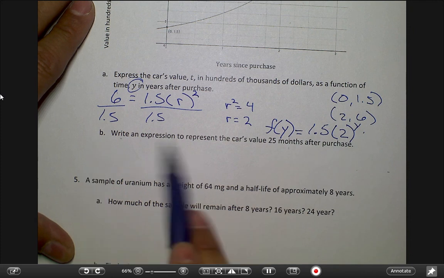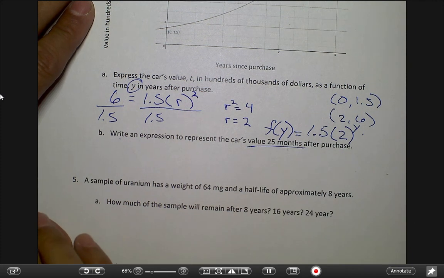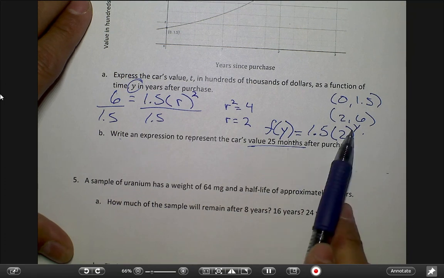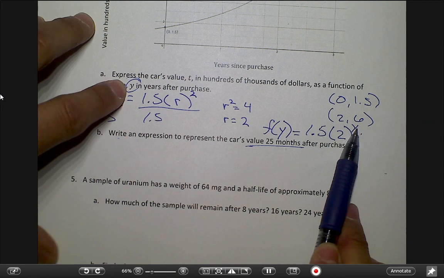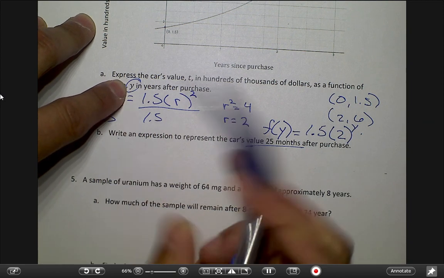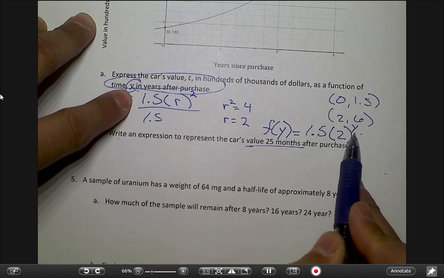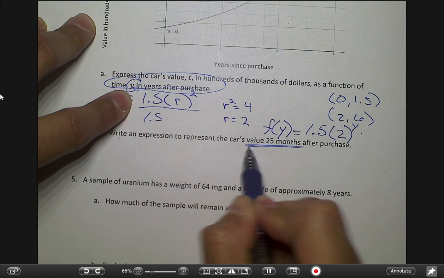Now it says write an expression to represent the car's value 25 months after purchase. So is this one in years? Yes. Years with the y. Years after purchase. Because it's in years. Now this question is asking for months, right?